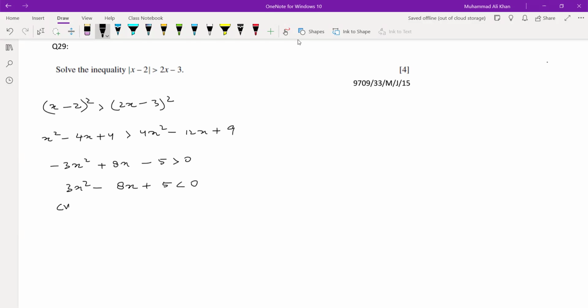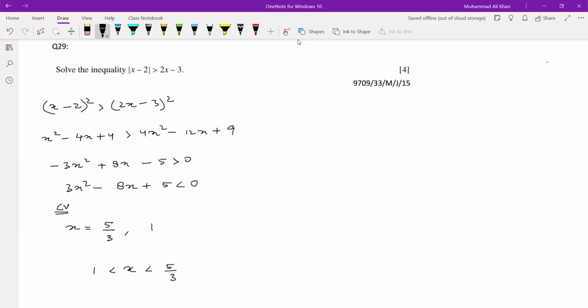What are the two values? 5 upon 3 and 1. So how to write the result? X, last step sign here and here. 1 is at this side, left hand side, and 5 upon 3 is at right hand side. Are you clear? Any confusion?